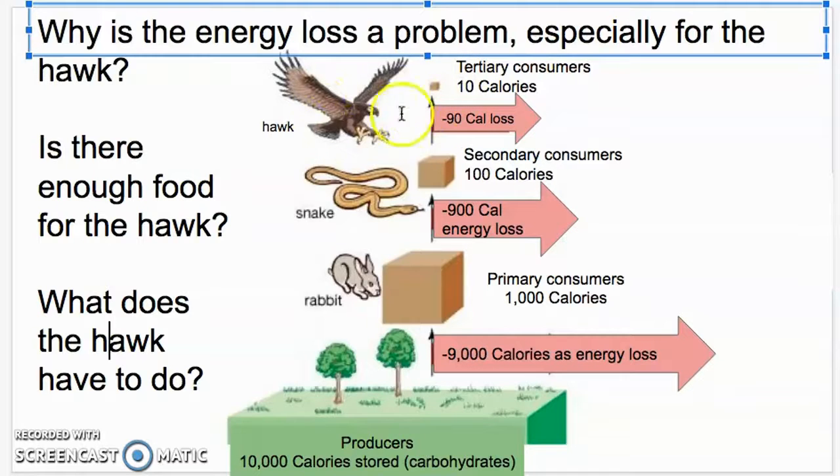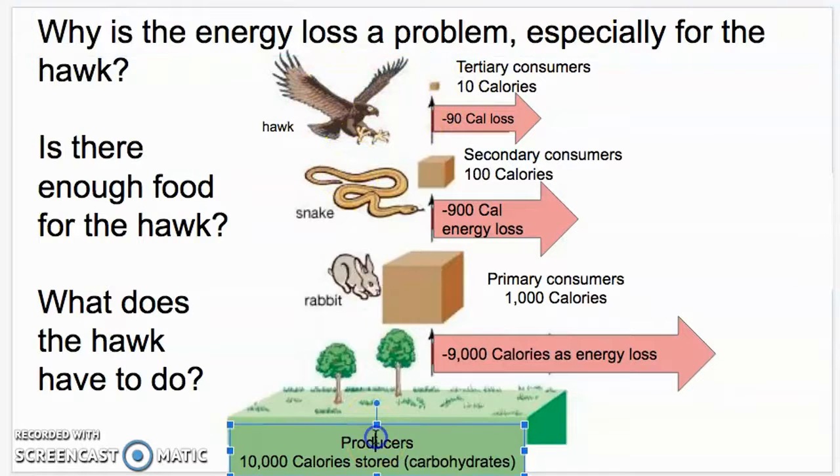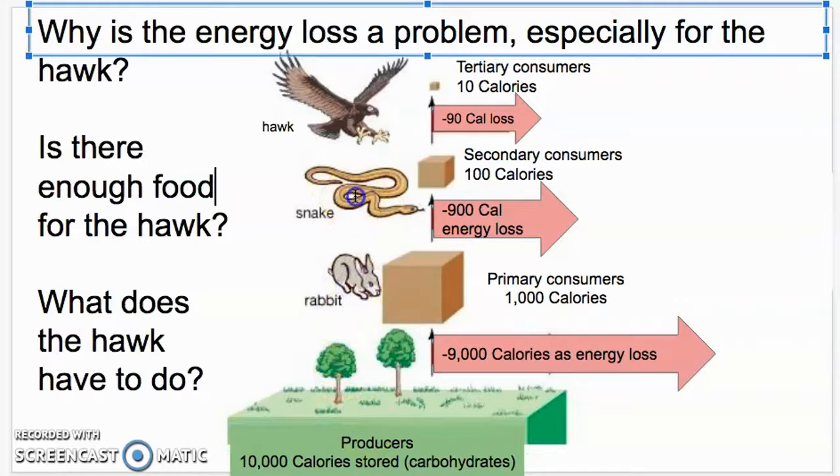In order for one hawk to survive, it would need much more than that field to support it. It would need maybe 10 of those fields to support it, so that then there would be more rabbits and more snakes just to support one hawk. If you have a family of hawks, you need an even bigger area to support them.